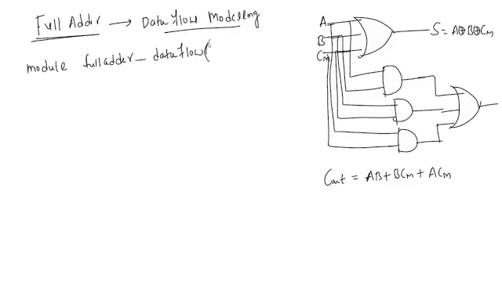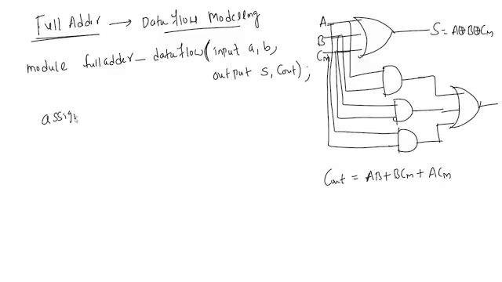Method 1 means you need to declare the port list, and separately you need to declare the inputs and outputs. Method 2 is you can declare the inputs and outputs within the bracket itself. Okay, method 2 I'm using: input A comma B, and next output S comma C out, and I'm using a continuous assignment statement.